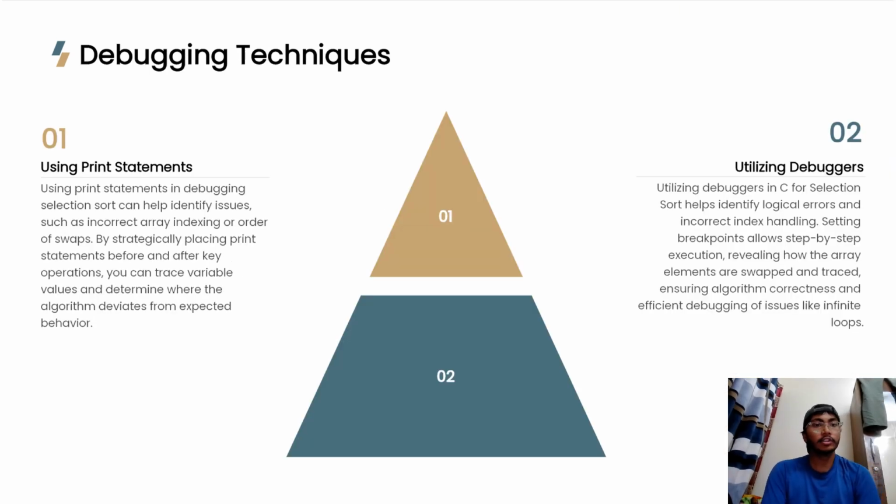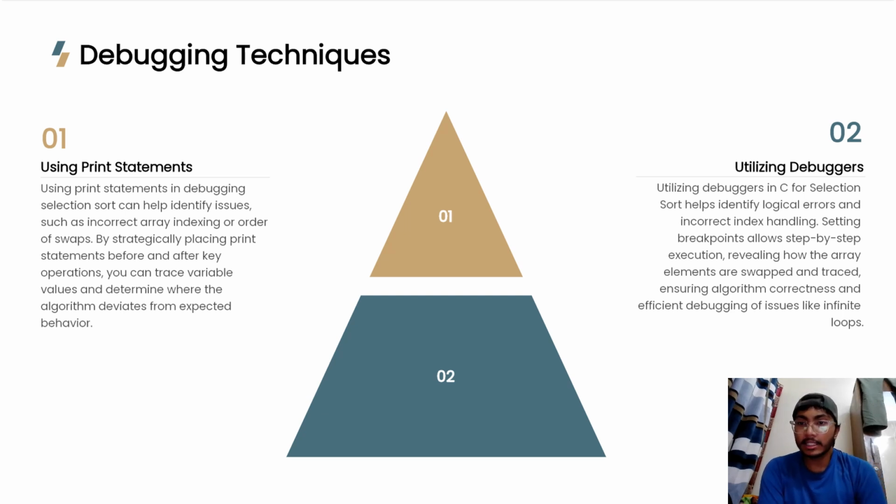Debugging techniques. Use print statements. Using print statements in debugging selection sort can help identify issues such as incorrect array indexing or order of swaps. By strategically placing print statements before and after key operations, you can trace variables and values, and determine where the algorithm deviates from expected behavior.